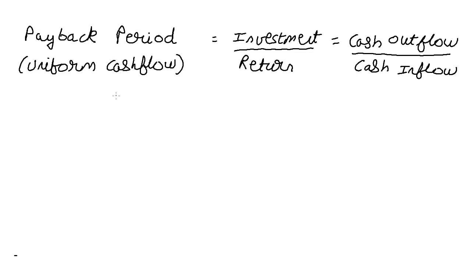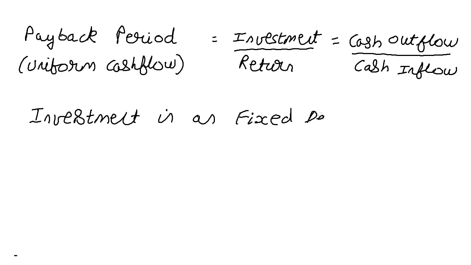Payback period has two formulae. The first one assumes that there will be uniform cash flow. Uniform cash flow means, for example, we have made an investment. Think of maybe an investment into a fixed deposit, an FD, which we have made for 1 lakh.